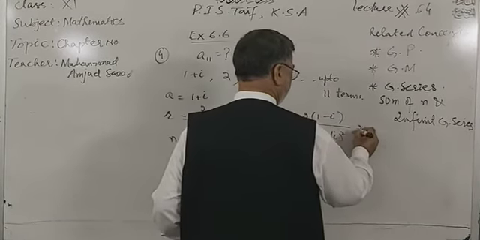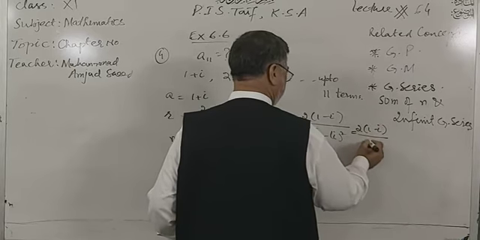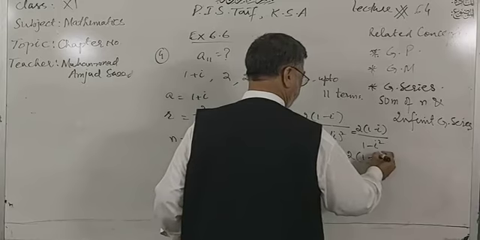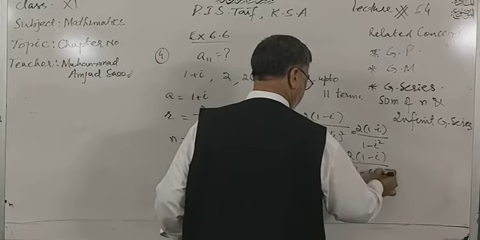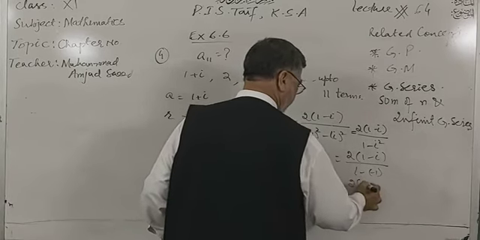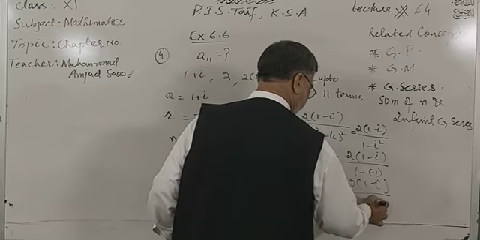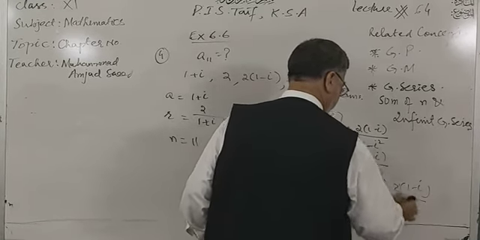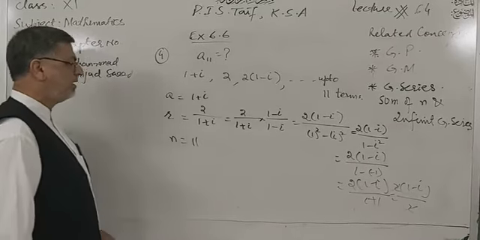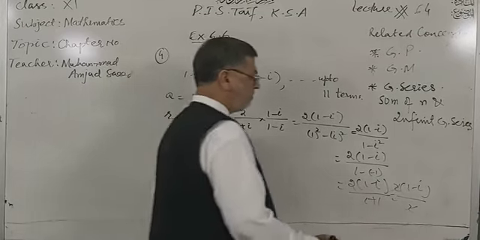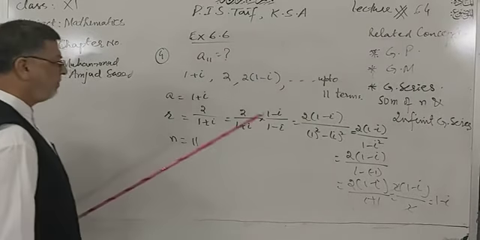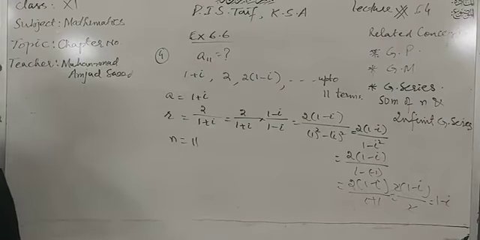Then we have 2 into 1 minus iota over 1 minus iota square. 2 into 1 minus iota over 1 minus into minus 1. So 2 into 1 minus iota over 1 plus 1. So 2 into 1 minus iota divided by 2. 2 cancels out and we are left with 1 minus iota. This is your value of common ratio R.